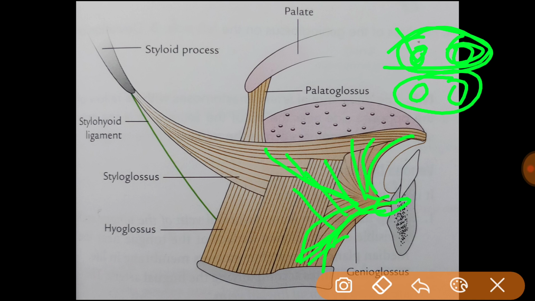Next, the hyoglossus. The origin of the hyoglossus is the greater cornu and adjacent part of the body of the hyoid bone, and it is attached to the posterior half of the tongue between the styloglossus laterally and the inferior longitudinal muscles medially. Here it is the insertion.